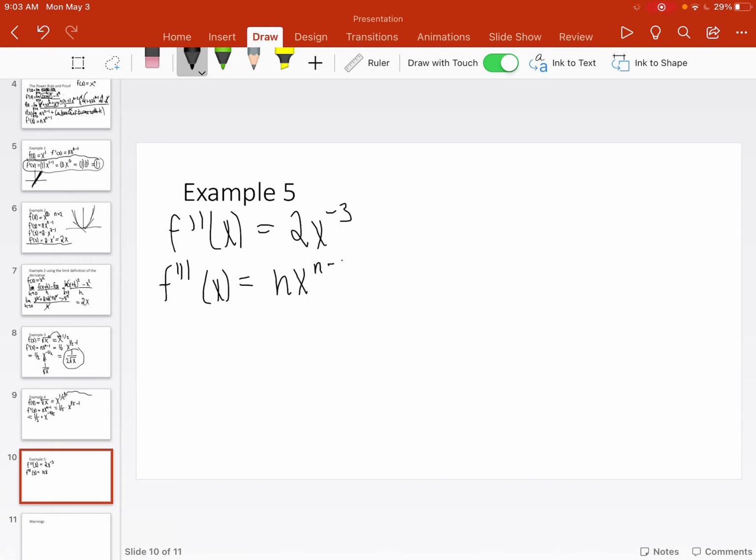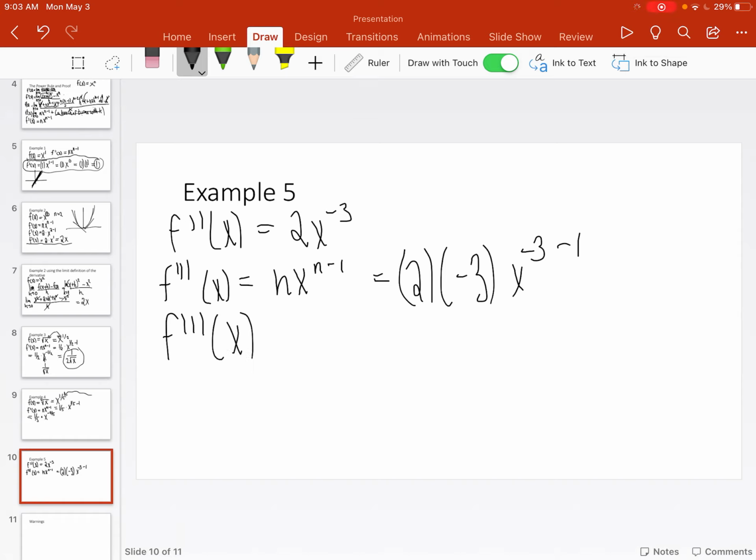So we're just going to look at that rule. n times x to the n minus 1. And what's this come out to? Well, n is -3, we can see. So bring down -3. So we got 2 times -3 x to the -3 minus 1. Okay, so let's simplify this. Well, what's 2 times -3? Well, it's -6. And we got x. So what's -3 minus 1? Well, it's just -4. Ta-da, we got our third derivative.